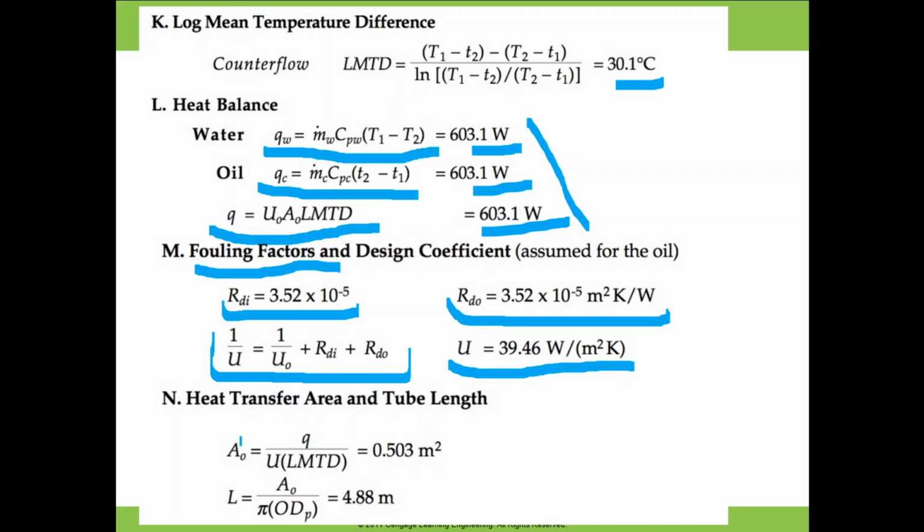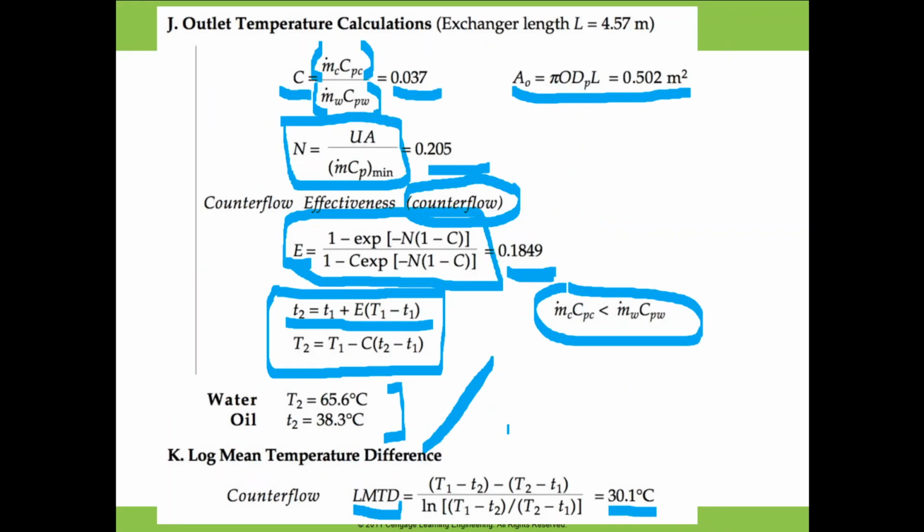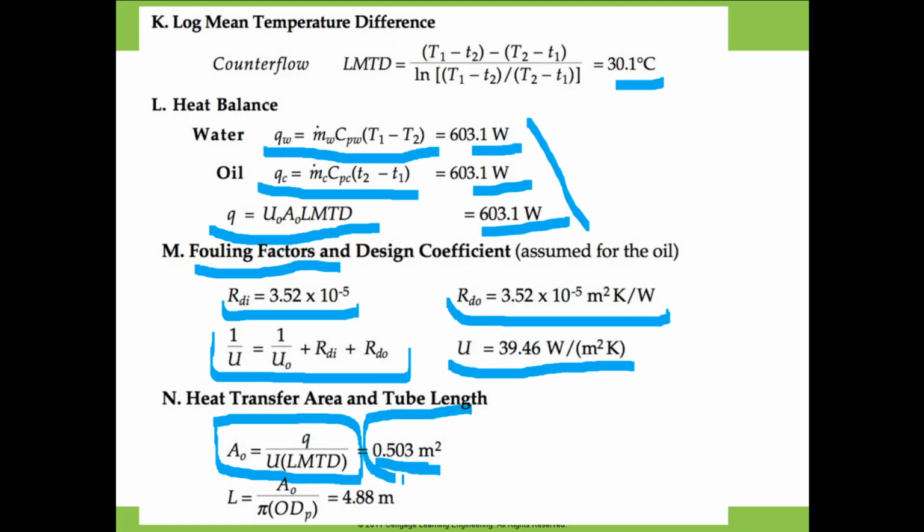So you calculate the heat transfer area using this formula, that this is your new heat transfer area. Before it was 0.502 here, and now it is 0.503 here. So slightly increased area, and then you calculate the length using this formula. So the length is also slightly increased.